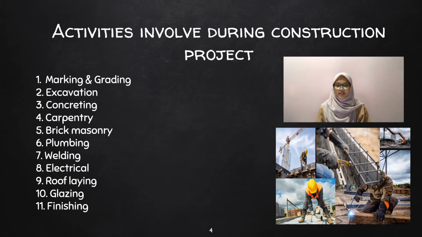Activities involved during a construction project. Marking and grading. Marking is one of the first construction activities, which involves marking the area of the plot for reference. This helps the workers to always be able to orient themselves in terms of their workspace. Grading helps to ensure that buildings are even, last long and maintain maximum support.